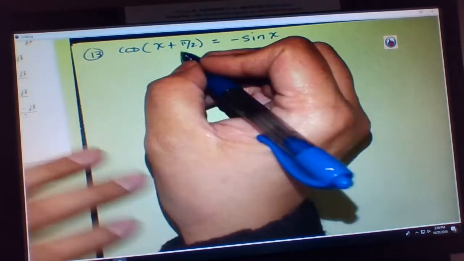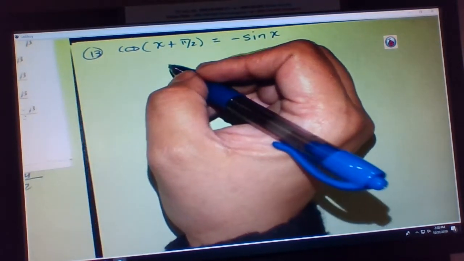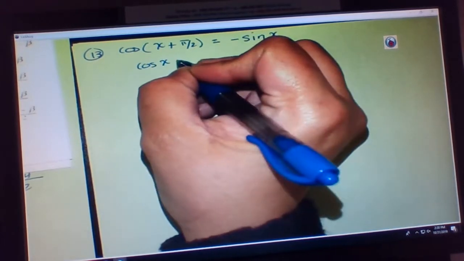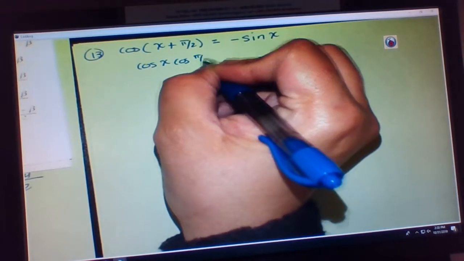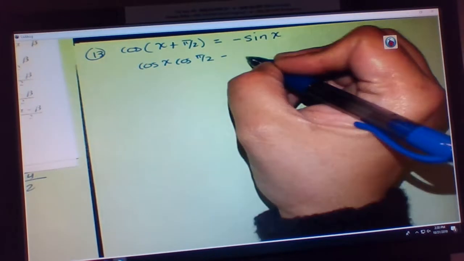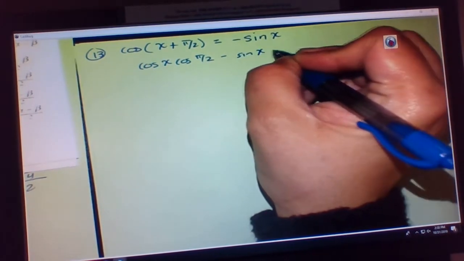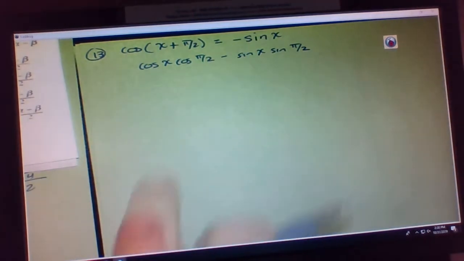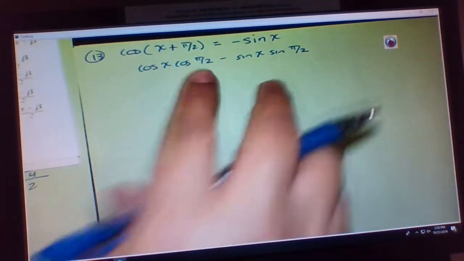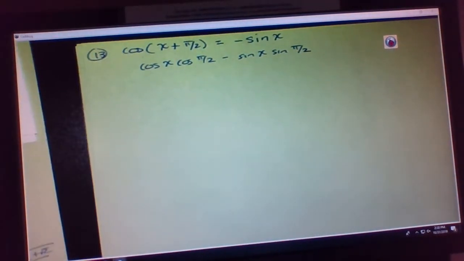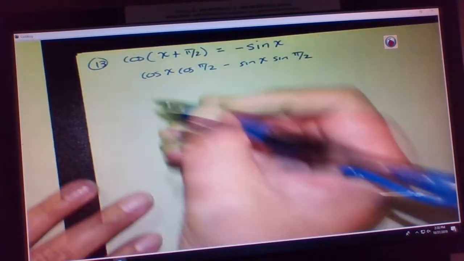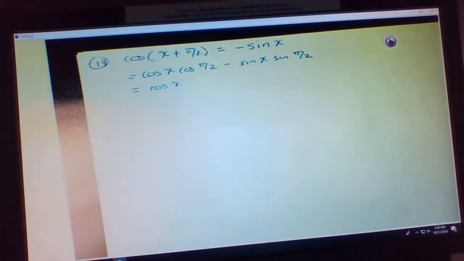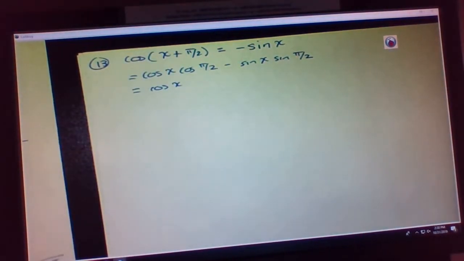So this addition becomes cosine of x, cosine of pi over 2, minus sine of x, sine of pi over 2. So I'm just substituting the two angles into the formula for the sum. Cosine of x is just cosine of x. But what is cosine of pi over 2? 0.